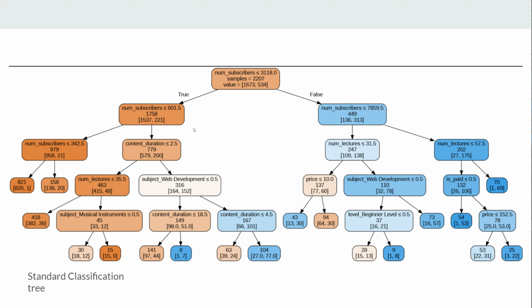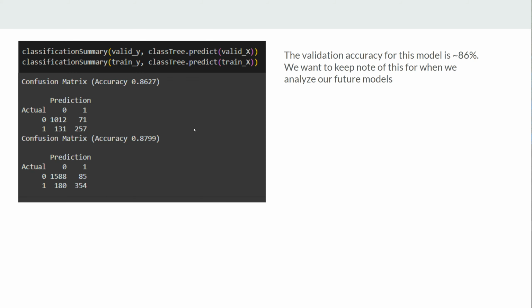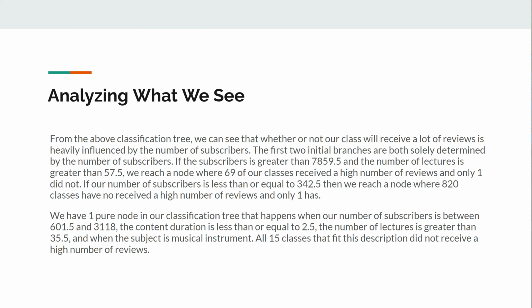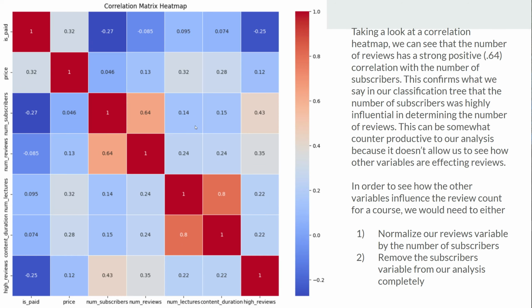So we're not able to accurately figure out what influences a class to have a lot of reviews aside from it just having more subscribers. So there's two ways that we could go about this. We could normalize our review variable by the number of subscribers, or we could remove the subscribers variable from our analysis completely and just look at the other variables.